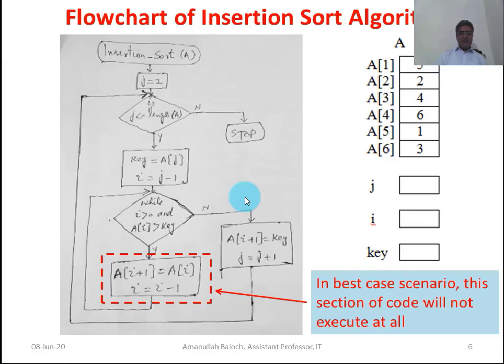This is the flowchart of the insertion sort algorithm. In this flowchart, we show that this is the while loop and this is the body of the while loop. The body of the while loop contains two statements, and these two statements will not execute in the best case scenario. This section of code will not execute at all, and the test condition of the while loop will work just like a simple statement of the for loop. This is the for loop, and the for loop contains these two statements: key is equal to A of j and i is equal to j minus 1.